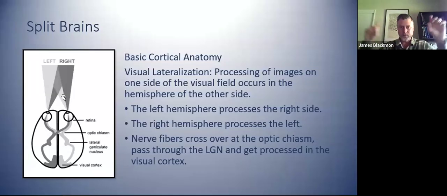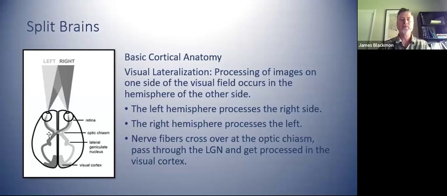So we have this weird crisscross where what you're seeing in your visual field, everything on the right goes immediately back to the left hemisphere. Everything on the left goes immediately back to the right. But within just a few milliseconds, that all gets transferred. And you have no idea any of this is going on, right? Here I say LGN, that's what they call the lateral geniculate nucleus. We'll get to that later.